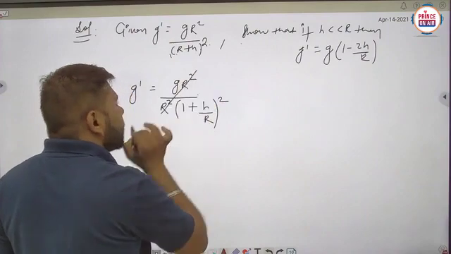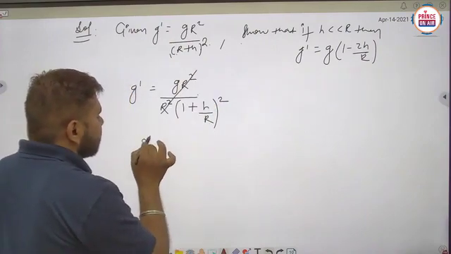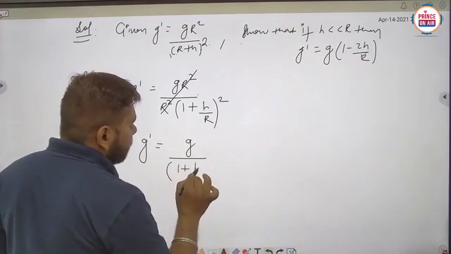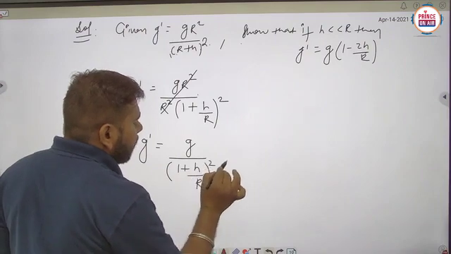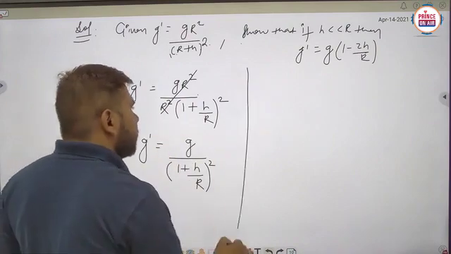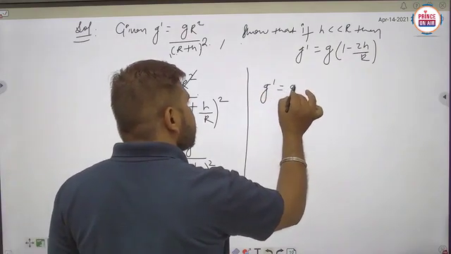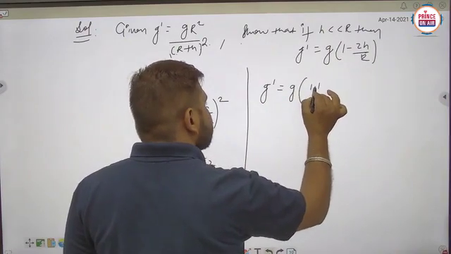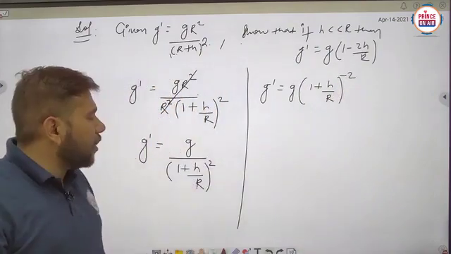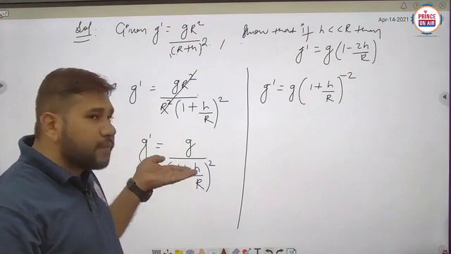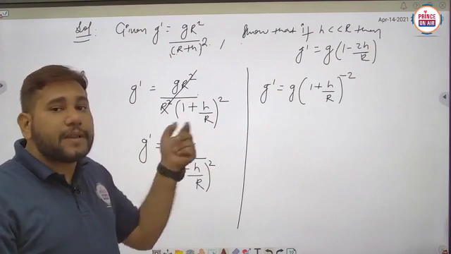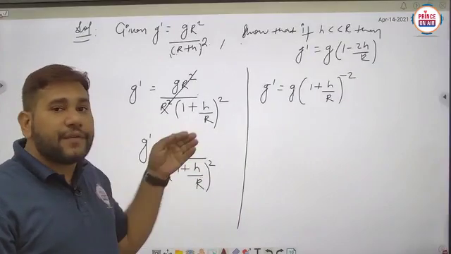Now r square and r square cancel out. So z dash is equal to z into 1 plus h by r whole square. Clear beta? Now take it upside. So z dash is equal to z into 1 plus h by r to the power minus 2. We all know that when the term goes from downward to upward, the sign changes. If it is plus 2, it will be minus 2. If it is minus 2, then it will be plus 2.